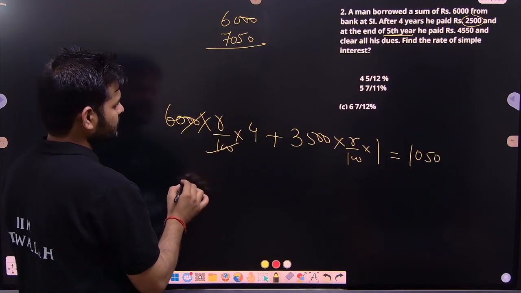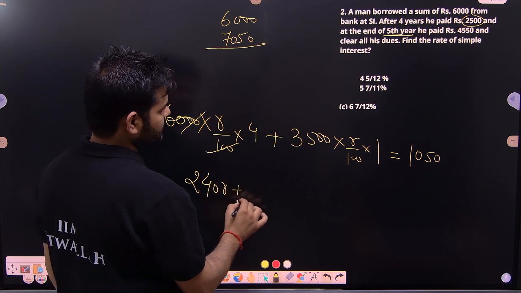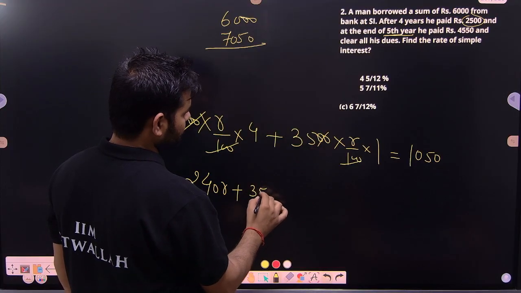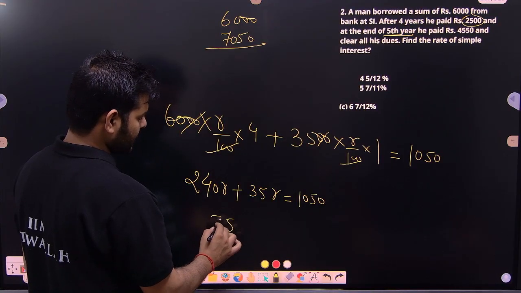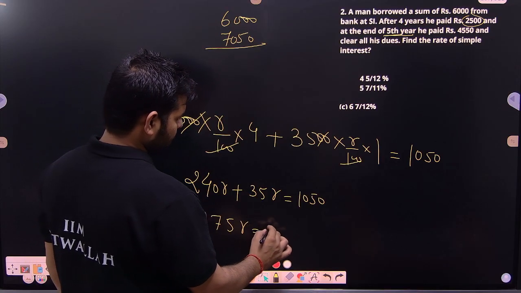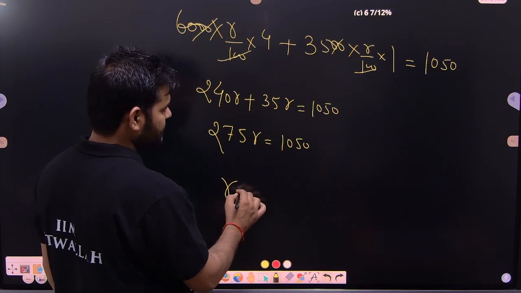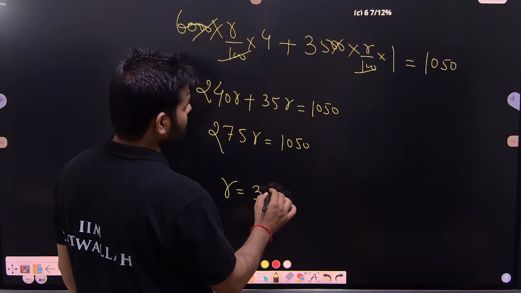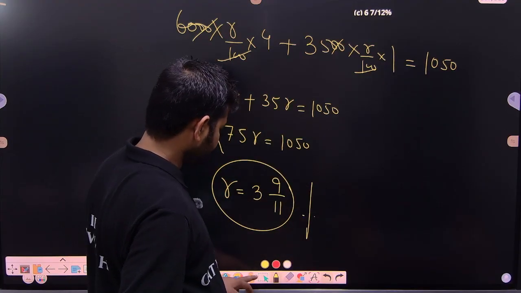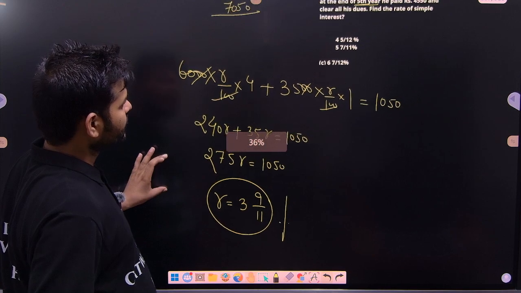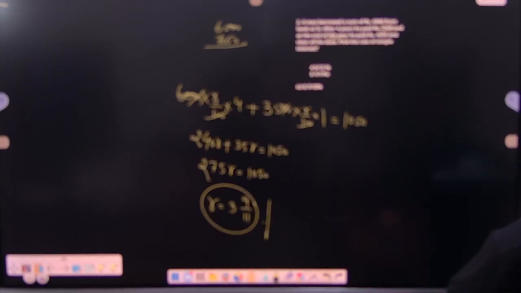Solve it, you will get the answer. 240 R plus 35 R equals 1,050. From here you will get 572 R equals 150. You will solve, you will get the answer: 3 9/11%. That was the rate of interest. Take your time. If you have any doubt, you can ask immediately.